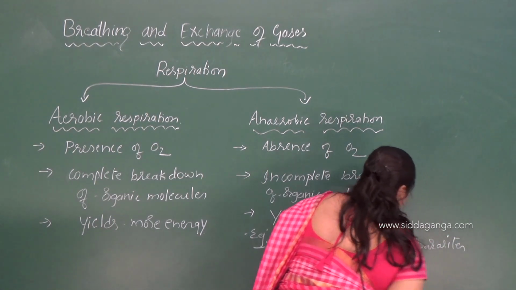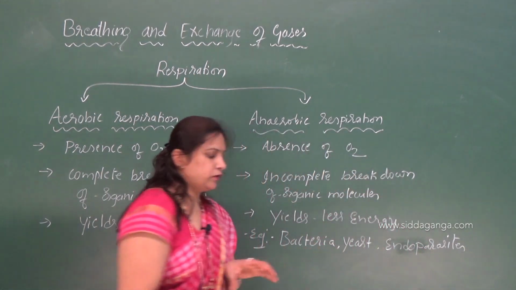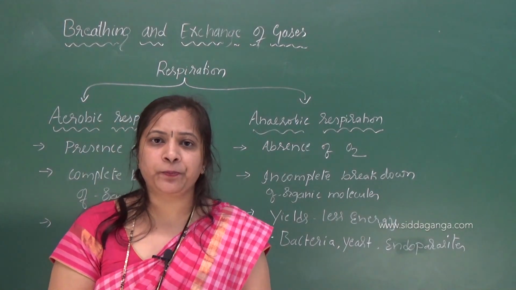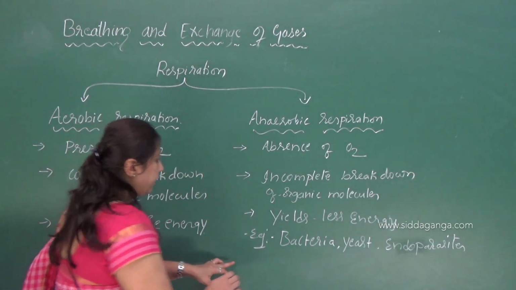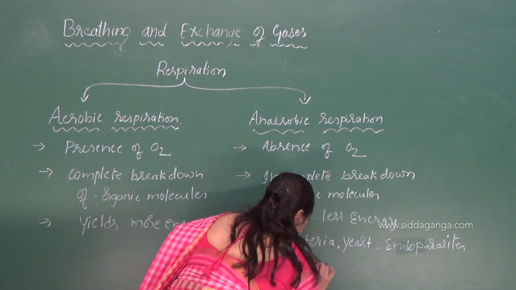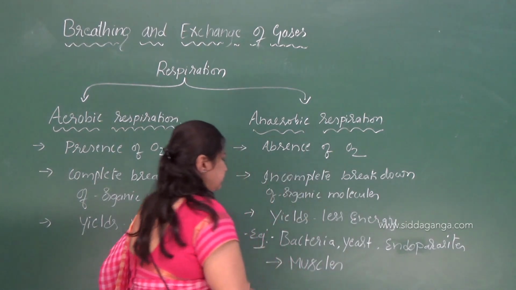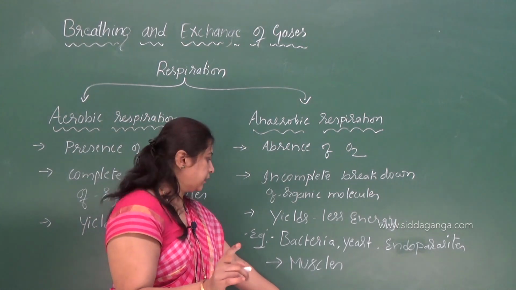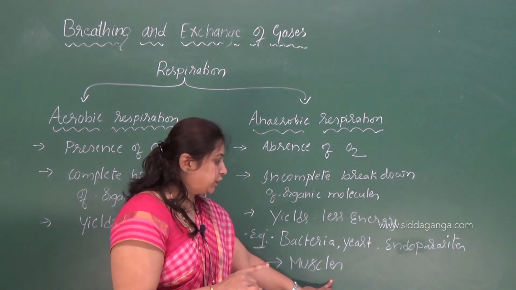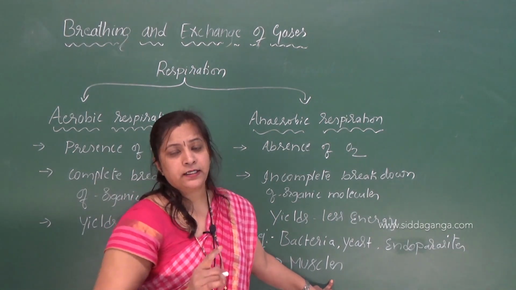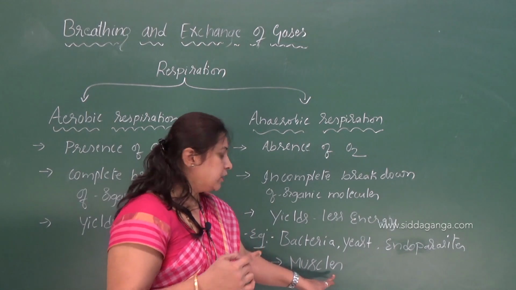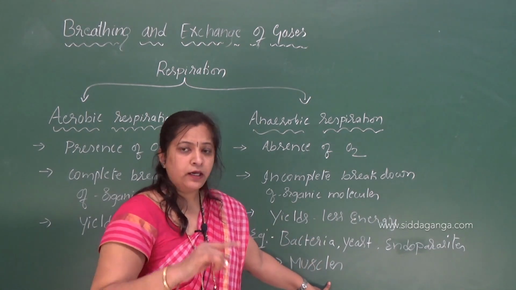Can you name the cells in the human body that carry out anaerobic respiration? Have you any idea? In humans, anaerobic respiration takes place in muscles. You remember this point. But it is conditioned here. It occurs only during strenuous exercise, only during heavy physical activity. Because of low availability of oxygen, some muscle cells will switch on to anaerobic respiration.